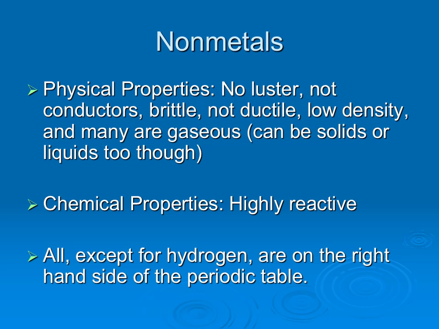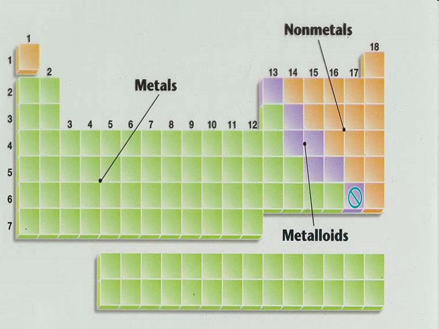So nonmetals. Nonmetals aren't shiny. They don't have luster. They don't conduct electricity. They're brittle. They break easily. They're not ductile. You cannot bend them easily. They're not very dense, and many are made of gases. They can be solids and liquids, but most are made of gases. Chemical properties, they are highly reactive. All except for hydrogen are on the right-hand side of the periodic table. Remember, these are the orange ones.